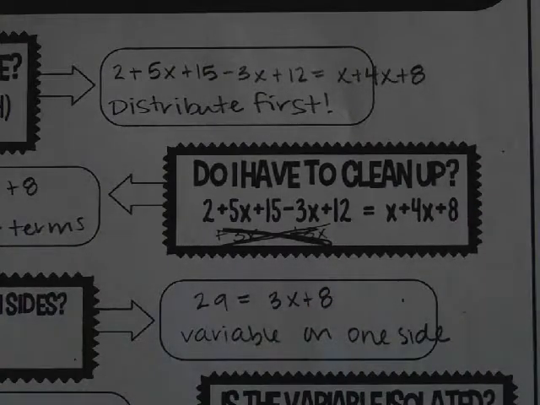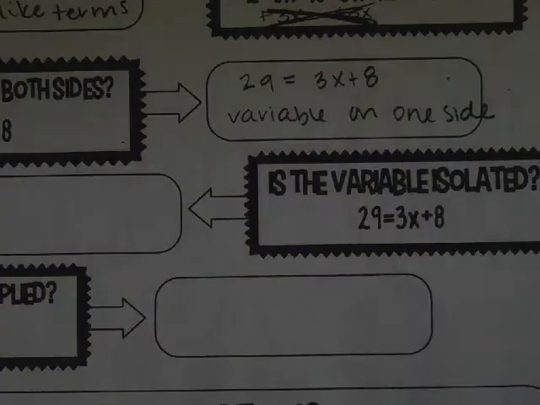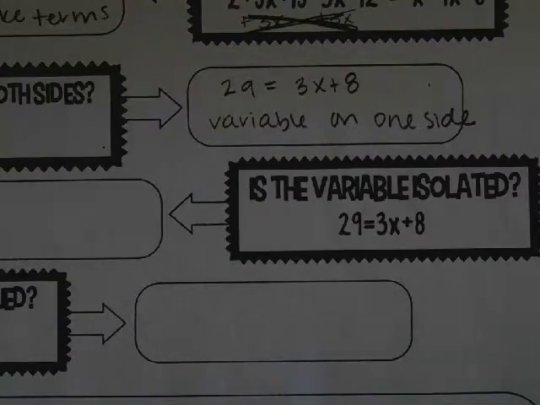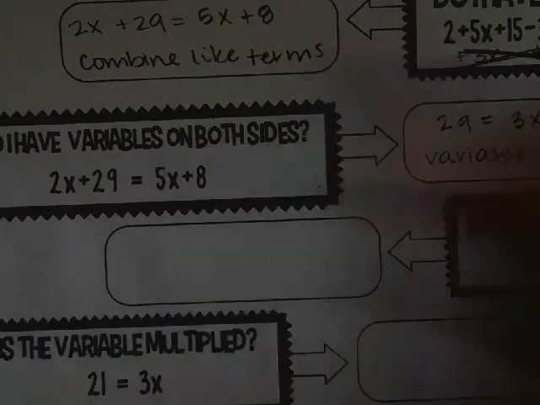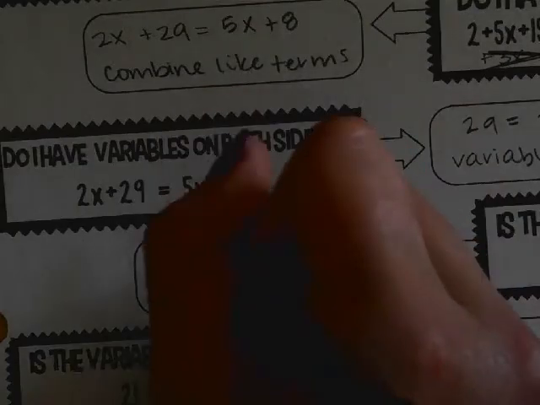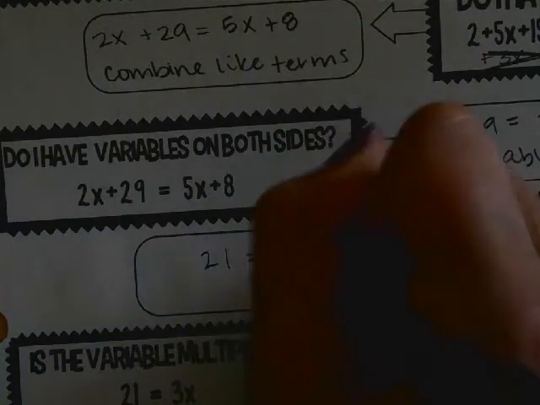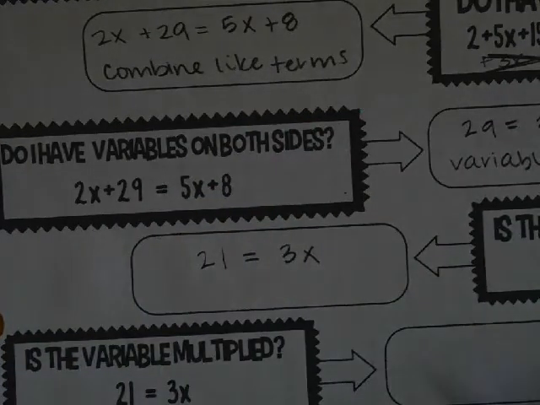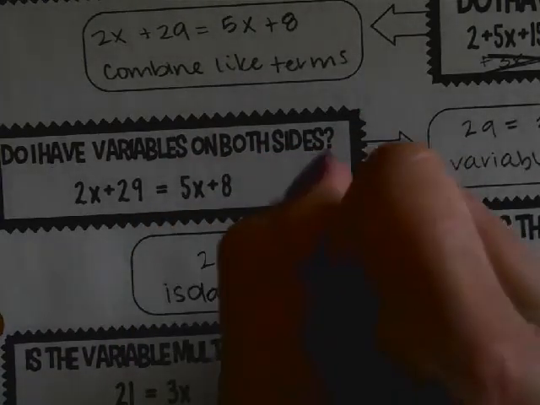Okay. The next question is the variable isolated? What does that mean, the word isolate? By itself. Is the variable by itself? It is not, so what are we going to have to do? Subtract the 8 over. Okay. So 29 minus 8 is 21. 21 equals 3x. All right, so we're going to say, isolate the variable.